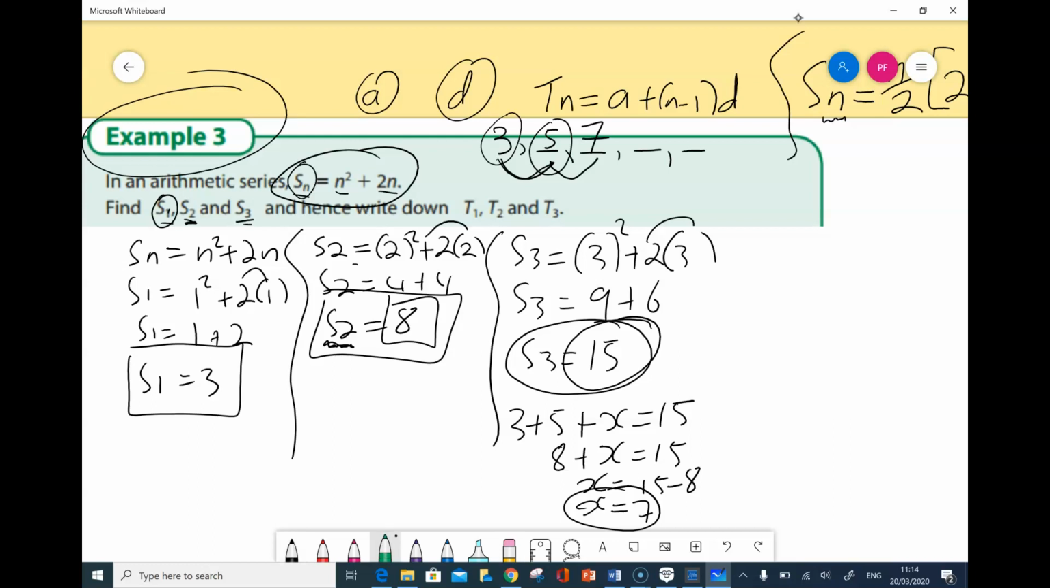Now what they want me to write down is T1, T2, and T3: the first term in the sequence, the second term in the sequence, and the third term in the sequence. But look, I already have them. The first term is 3, the second term is 5, and the third term is 7.